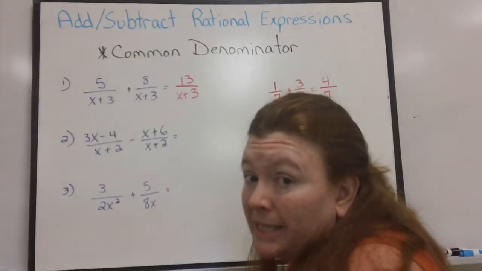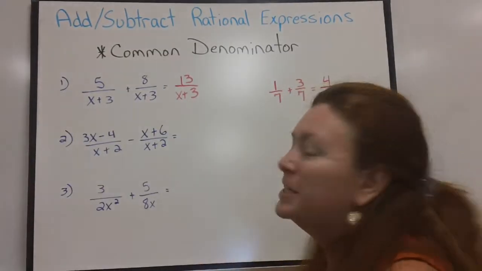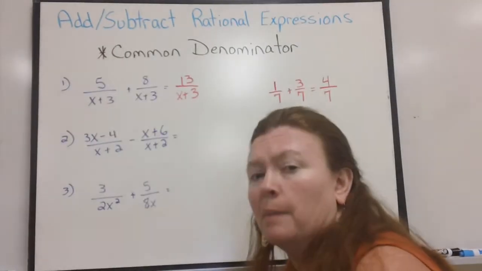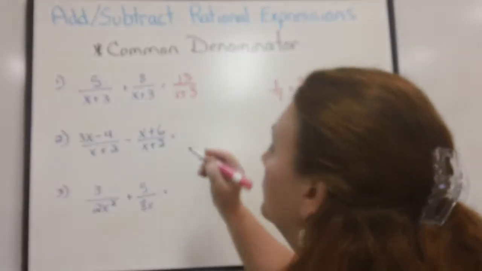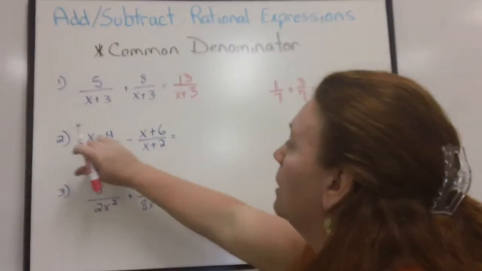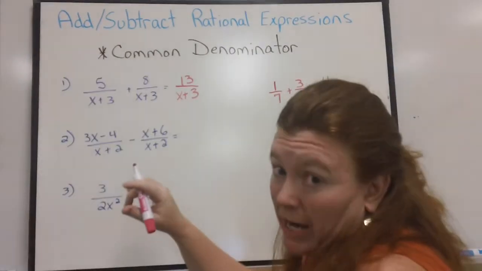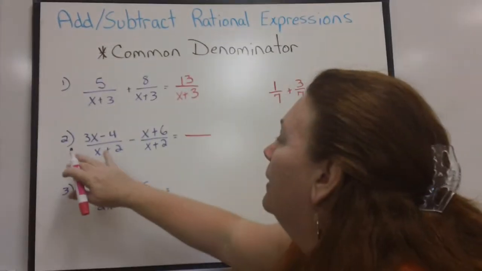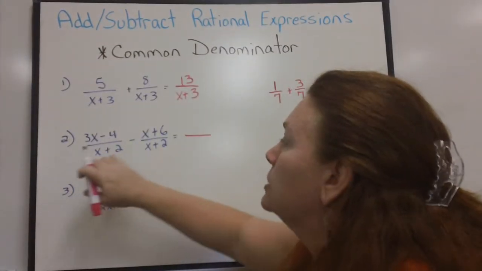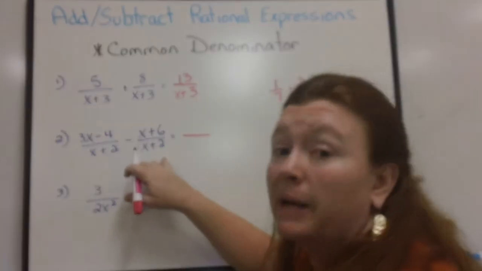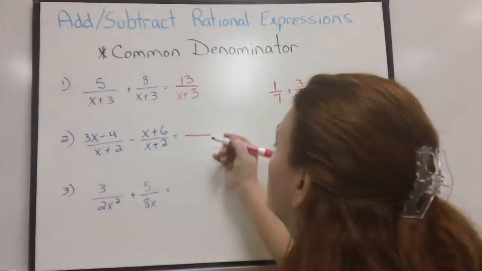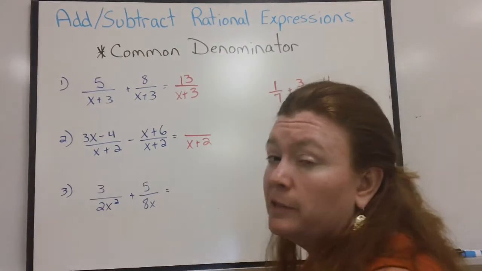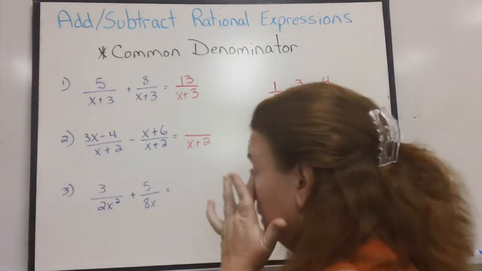Now, number 2. Same thing. I am subtracting two fractions, and they have a common denominator. The difference is the numerator is a little more complicated, but that's okay. Two things that we have to deal with: more complicated numerators and a subtraction. All right. X plus 2 is the denominator for both. That is my common denominator. So I'm just going to rewrite my common denominator. You have to be very careful when you are subtracting.